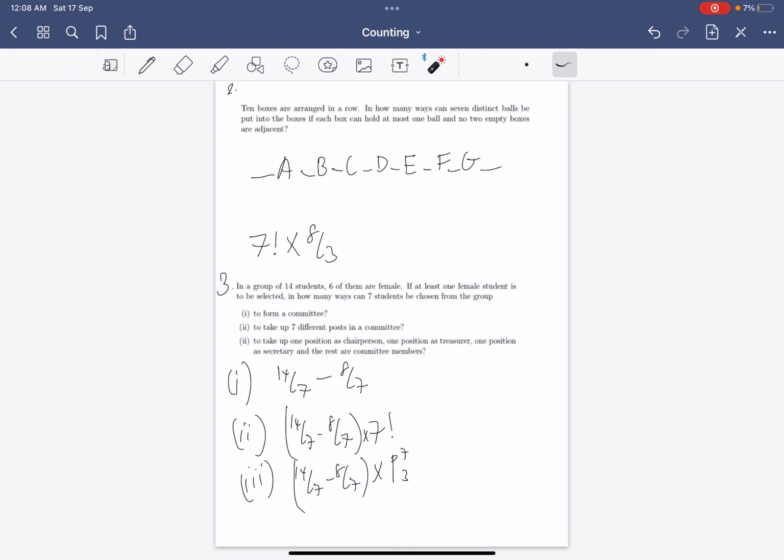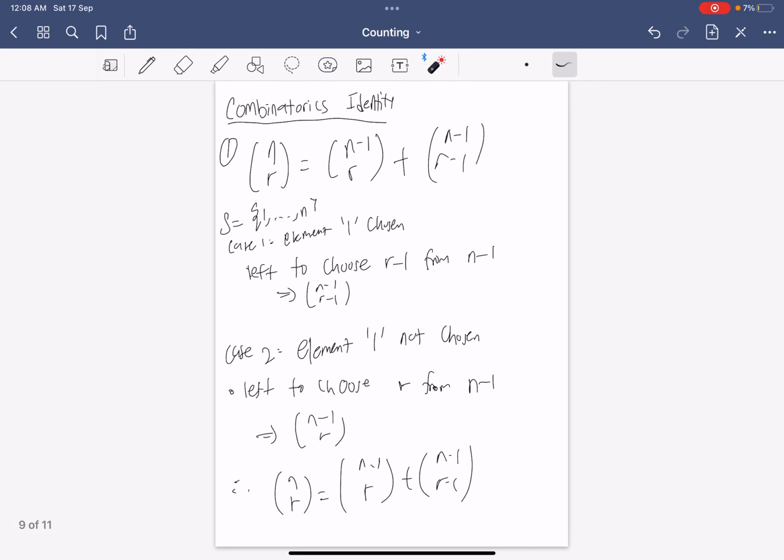Let's move on to how we can use combinations to prove algebraic identities. For the first one, it's one of the more classic examples where n choose r is the same as n minus 1 choose r plus n minus 1 choose r minus 1. While you can work out the algebra and just expand it and show that the left hand side equals the right hand side, another way is to use a combinatorics proof, which is what I'm going to show you.